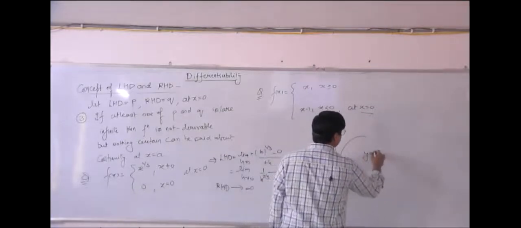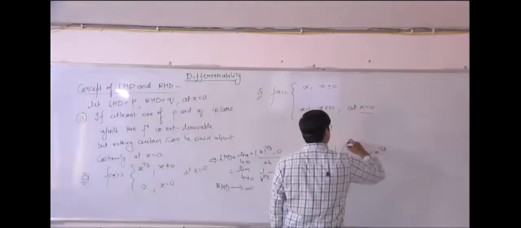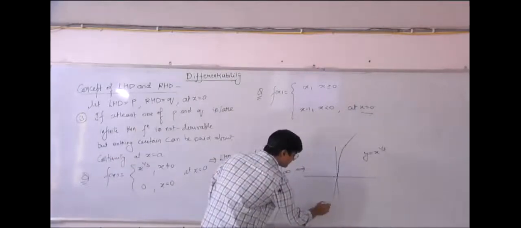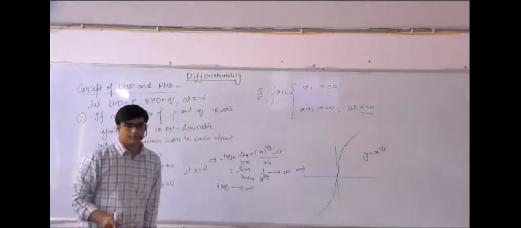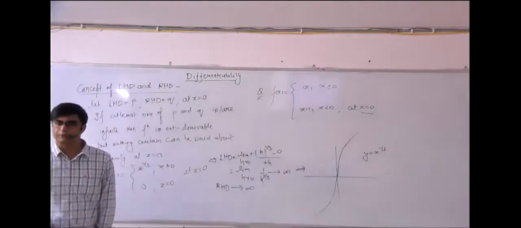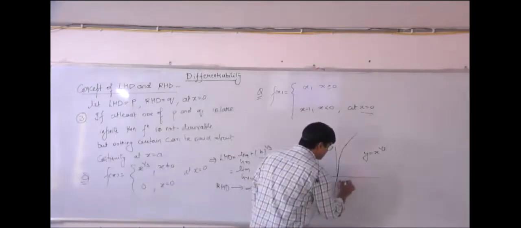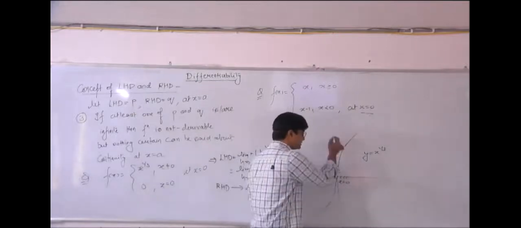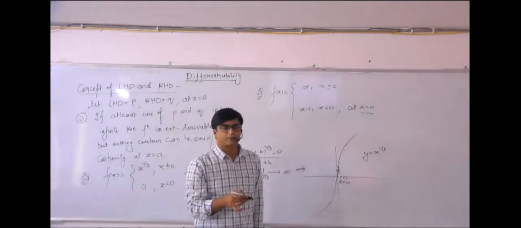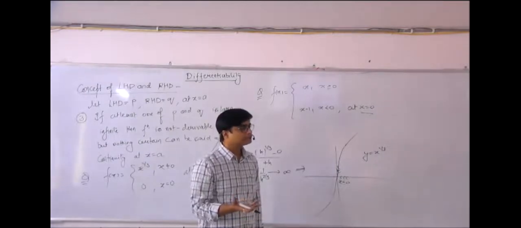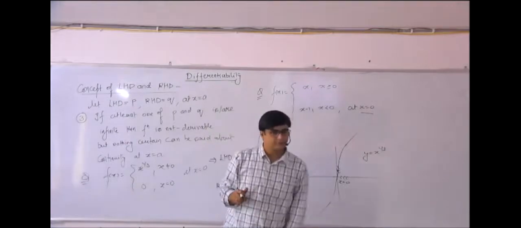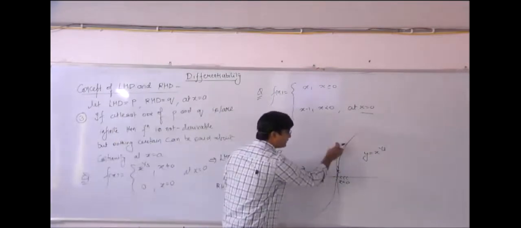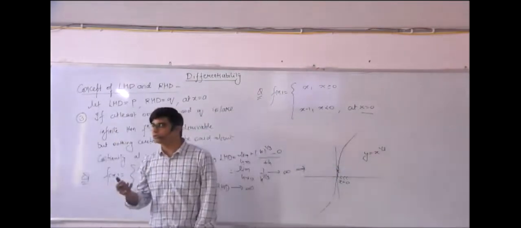this is a graph of y equals x to the power 1 by 3. This is a very standard graph. Yes or no? Now, if you tend to x equal to 0 from the right hand side, then the tangent is basically your y axis or not? In any other world, what happens? If you tend to x equal to 0 from the right hand side, then the tangent will be this y axis or not? And slope of the y axis is what?